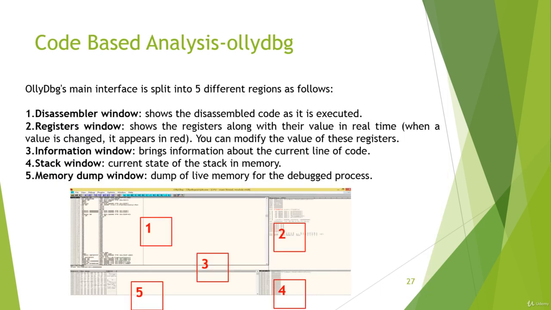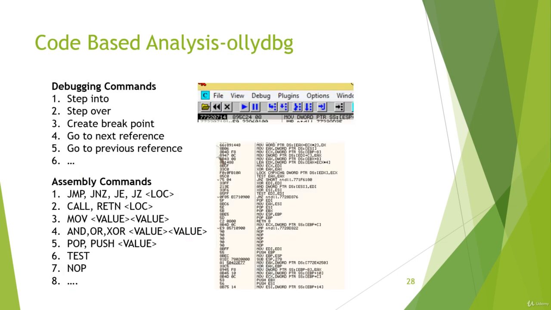The disassembler window is the disassembled code as it's executed. The register window shows the values of the registers at a certain point of the code, and the information window gives you the exact information related to the current line you're in within the code. Stack window gives you the value of the stack memory at a certain point. Memory dump also gives you the live memory at a certain point of your debugged program.